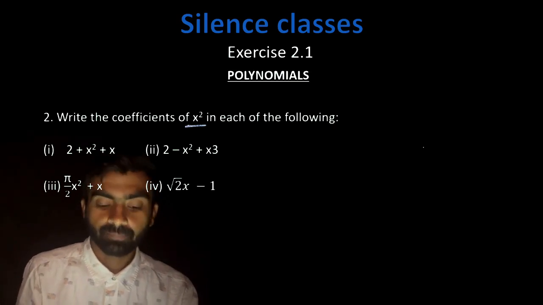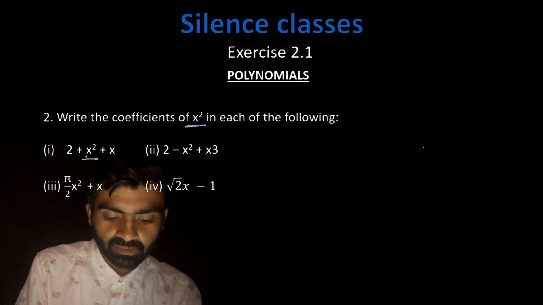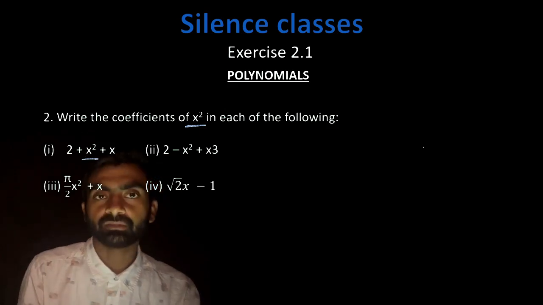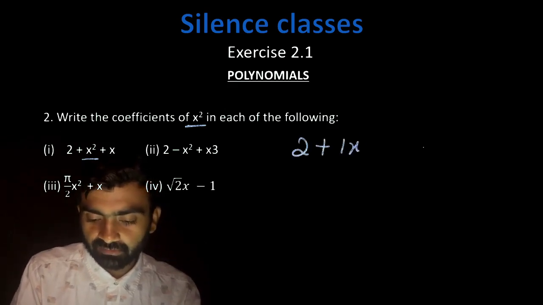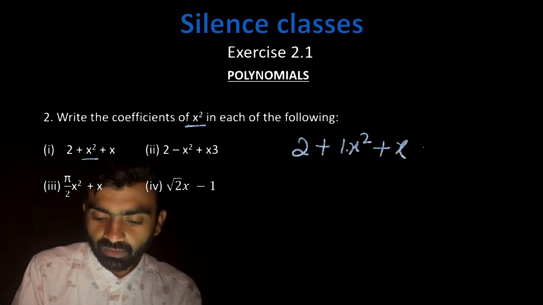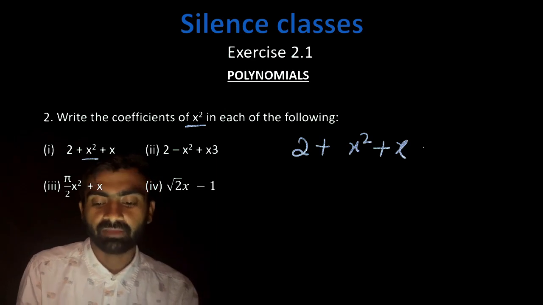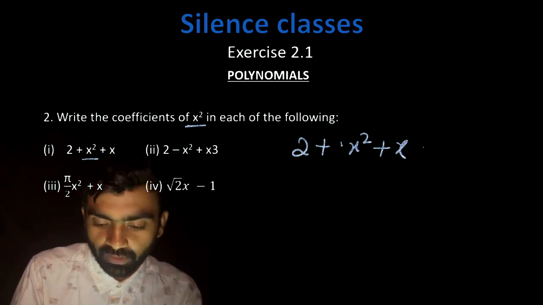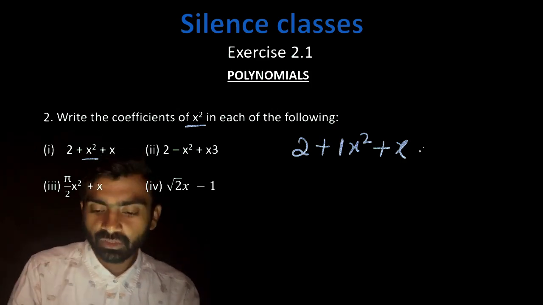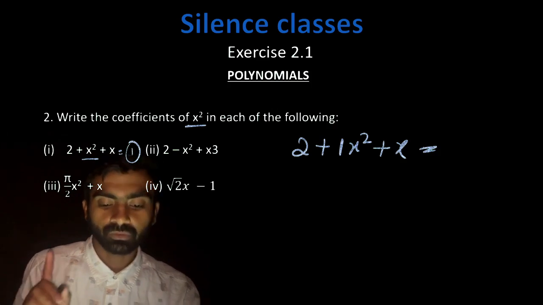So over here we have to find the coefficient of x square. You can check, there is no number with x square, so we can say 1 is written there, because we can write it as 2 plus 1 x square plus x. 1 multiplied by x square will become x square. If there is no number with the variable, we automatically write 1 in the multiplication. So in the first one, 1 is the coefficient.